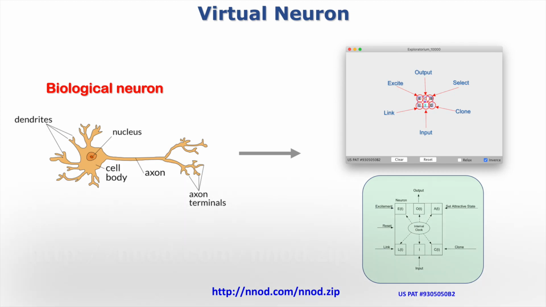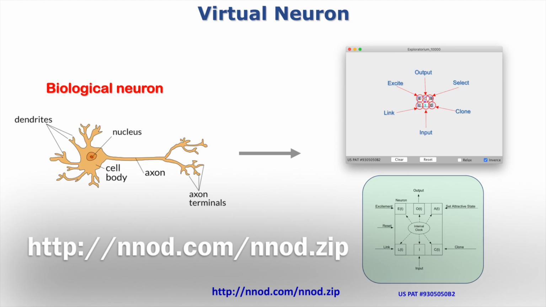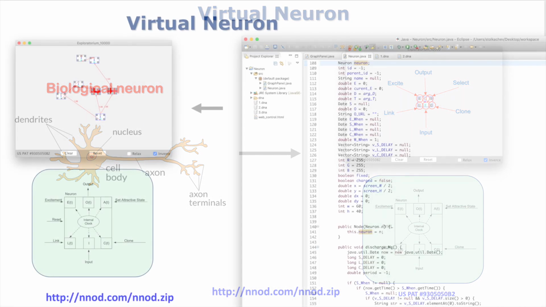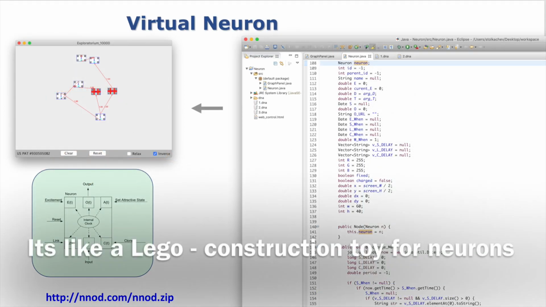To learn and experiment with virtual neural networks, you can download Exploratorium to your computer following the link. Exploratorium is a small program written in Java. It demonstrates all major basic functions of the virtual neuron, such as cloning, connection, signal propagation and others.